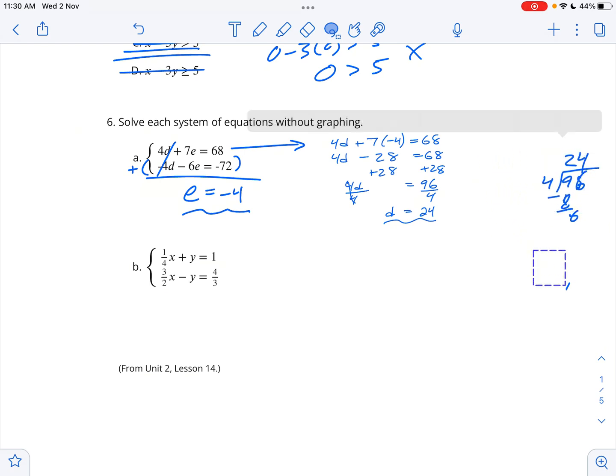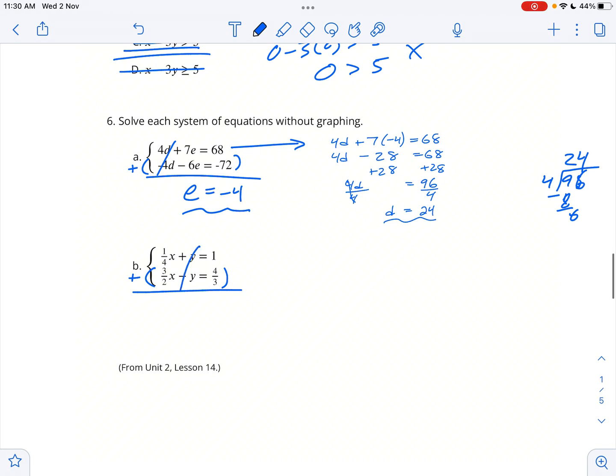Get these out of the way so we can do the second one. Now in this one, yeah, I would probably also add these because that's going to eliminate my y's. We could use substitution here if we wanted to, but I'm just going to go ahead and add them together. So first of all, the y's are going to cancel when I add those. 1/4 plus 3/2. If you're great at your mental math, you could just do this in your head. I'm going to do it over here to the side. That's going to be 1/4 plus 6/4, which is 7/4.